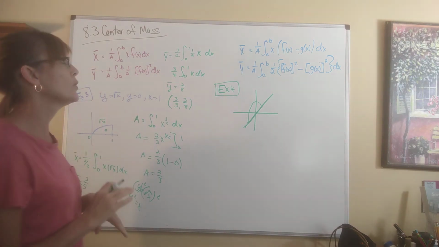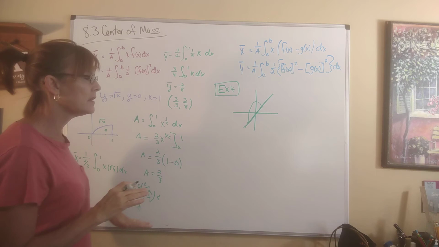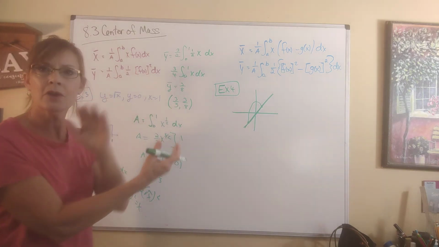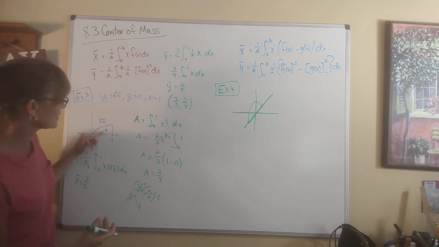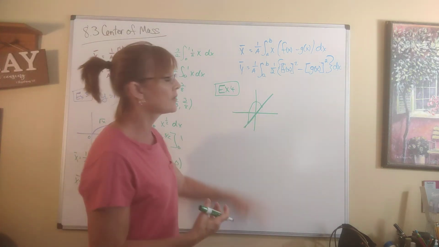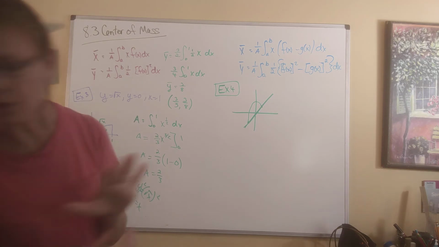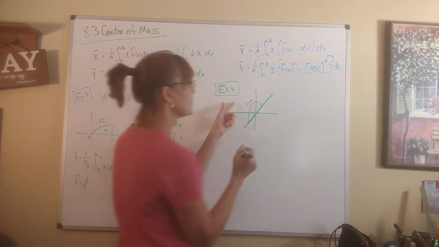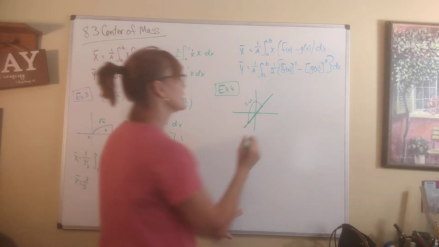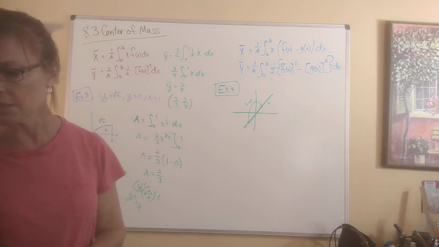Okay, last example is this. What do you do when you're trying to find the center of mass between two curves? This one was against an axis, just this region right here. But this is between the curves. Example 4, it's this region bounded by two curves. This is 2 minus x squared, that's what this parabola is up here. And this is the line y equals x. Between these two curves, where is the center of mass?